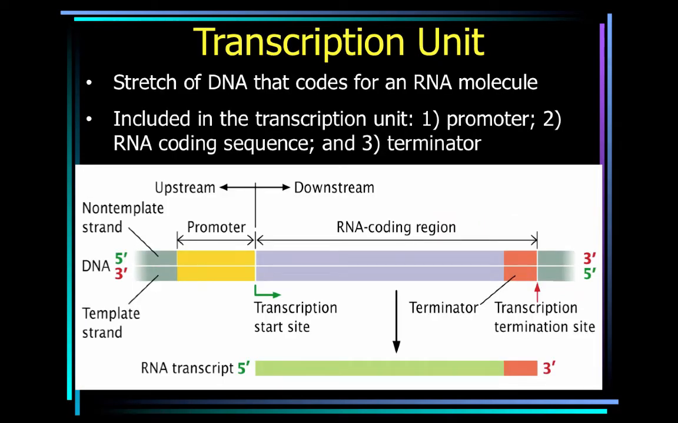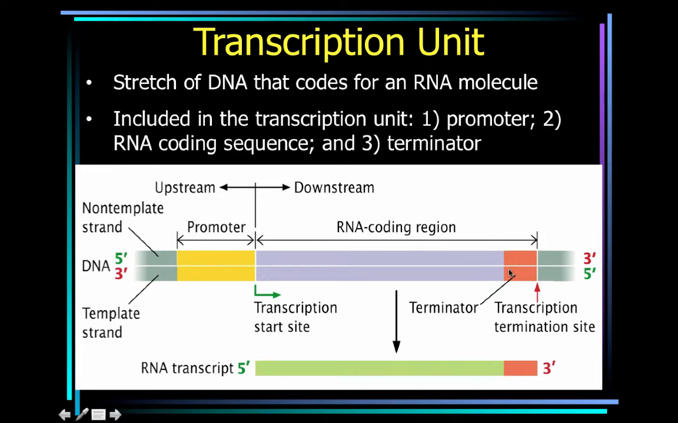So our transcription unit is our first major requirement of transcription. The transcription unit is going to be a stretch of DNA that codes for an RNA molecule and includes three major areas. It includes a promoter area, as shown here in yellow. It includes the DNA coding sequence, as shown here in purple and red, very important. Both of these segments together are considered the RNA coding region. And finally, the terminator is also going to be within the coding region, but is the third major part of that transcription unit.